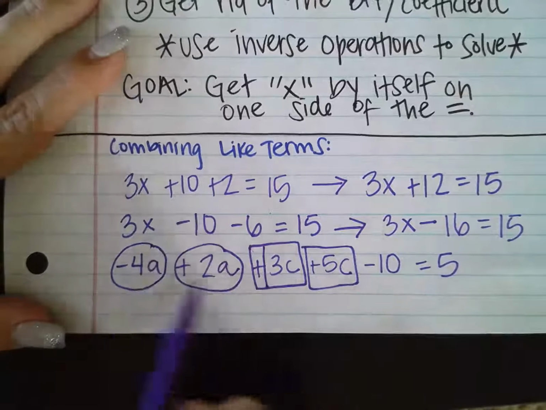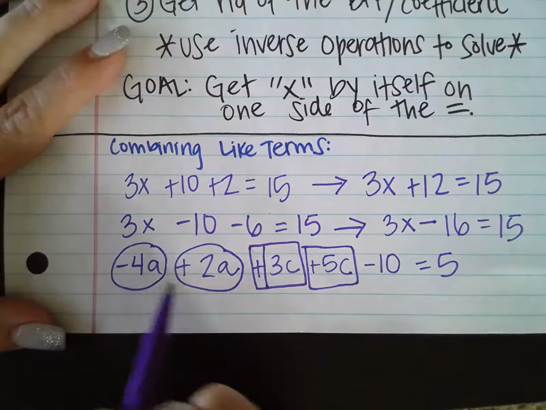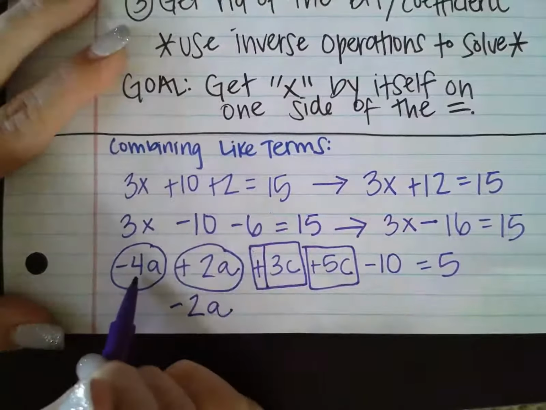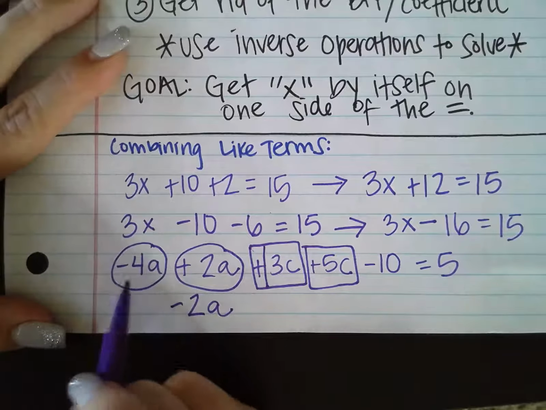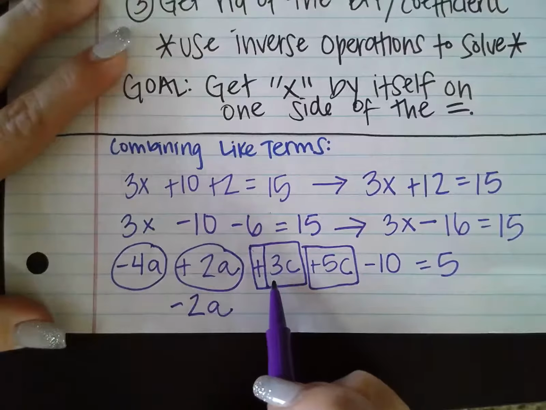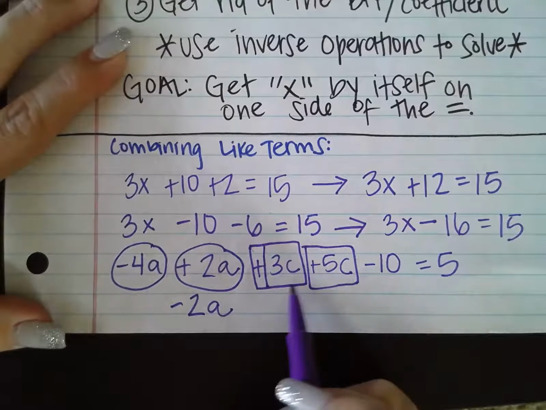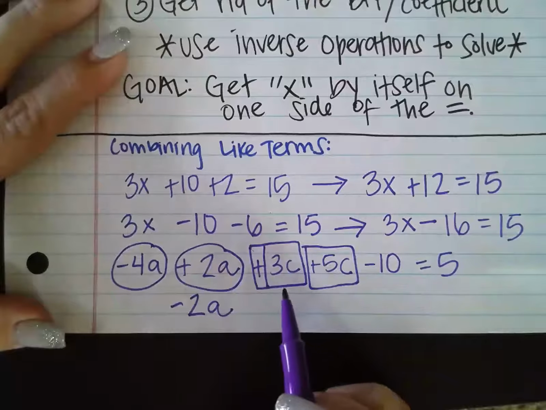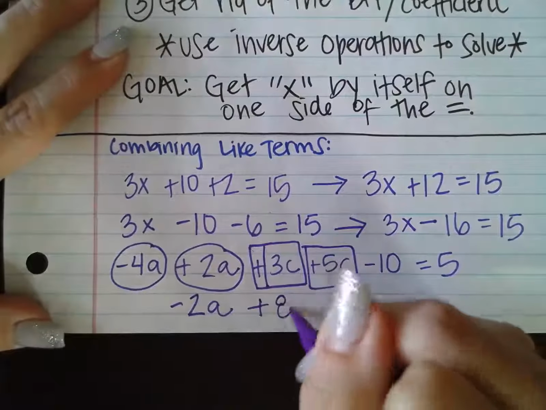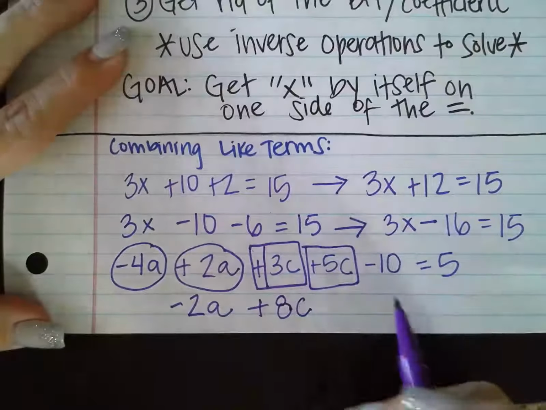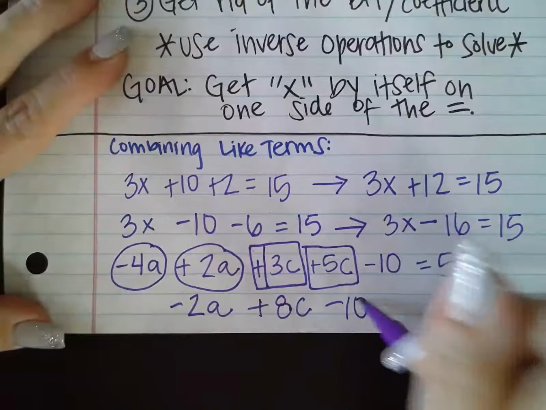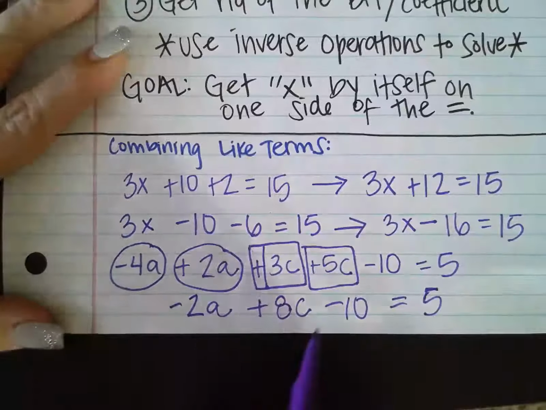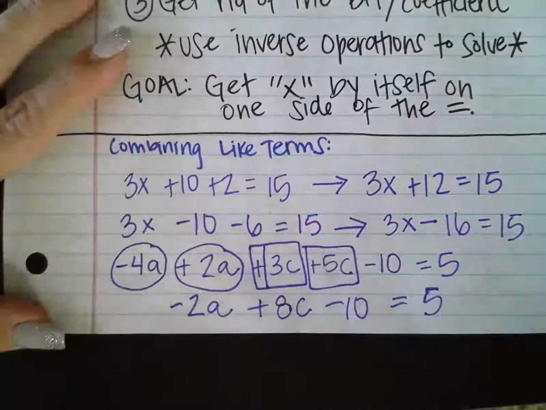So now I'm going to combine them based on the operation. So negative 4a plus 2a is going to be negative 2a. I simply just add the coefficients together. And now I'm going to do positive 3 plus 5 in order to combine my terms of c. So 5 plus 3 is 8. I have positive 8c. And then nothing else about the equation changes. I'm still subtracting 10, and it's all equivalent to 5. So now I have a simpler equation that I can work to solve.